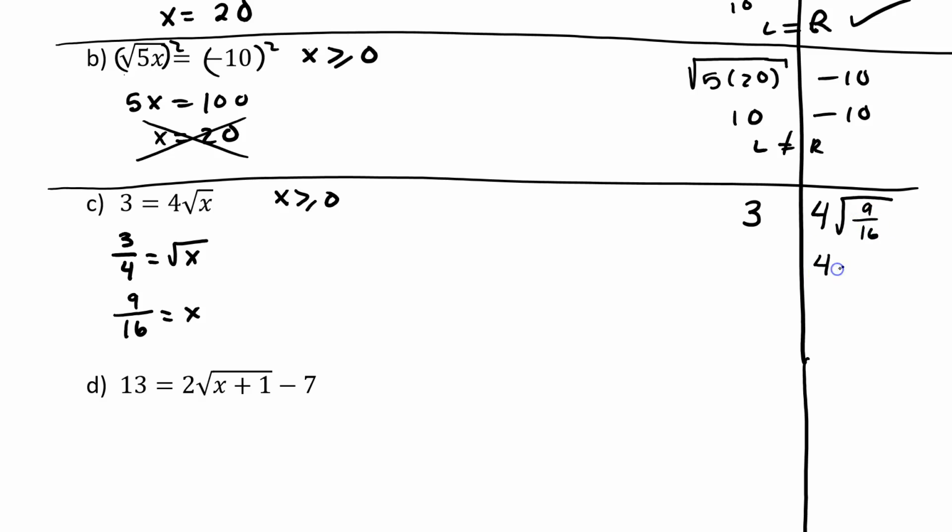So that means 4 times the square root of 9 is 3. The square root of 16 is 4. I'm just going to put this over top. The numerator 4 cancels with the denominator 4, and we are left with 3. So left-hand side equals right-hand side. We're good.